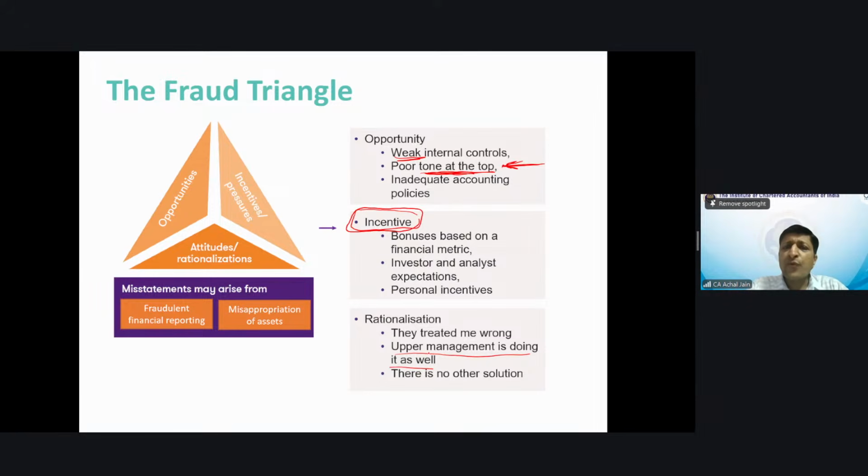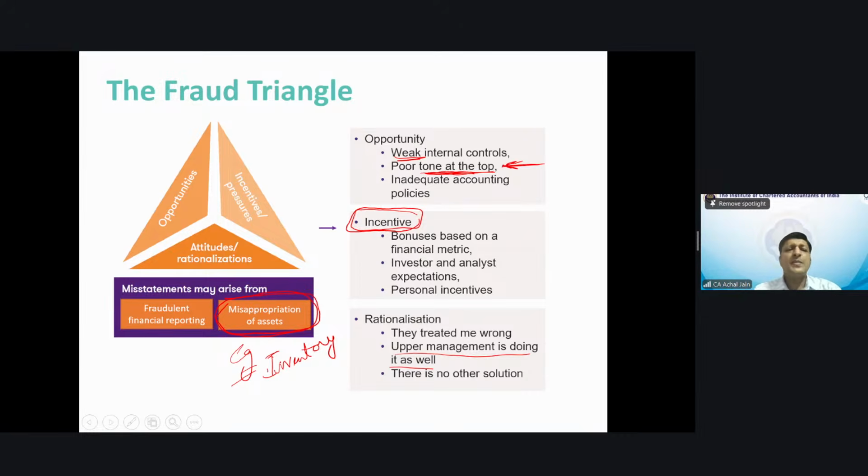Now, what sort of fraud may arise? We can say there are two categories. One is misappropriation of assets. Now, what do you mean by that? Say there's a cash embezzlement. Say the assets of the company are stolen. Generally, you find that concern in relation to inventory. So you can say inventory is a very common example.